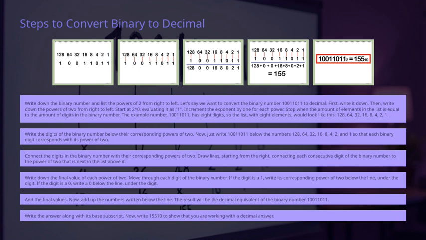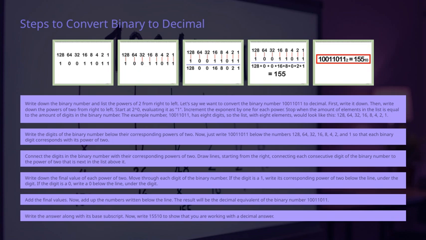Next, connect each binary digit with its corresponding power of 2 by drawing lines from the digits to their related powers above. Start from the right and move leftward, linking each digit to its associated power. Then look at each digit again. If the digit is a 1, write the corresponding power of 2 below the line. If it's a 0, write 0 instead. This helps us identify which powers of 2 contribute to the final value.